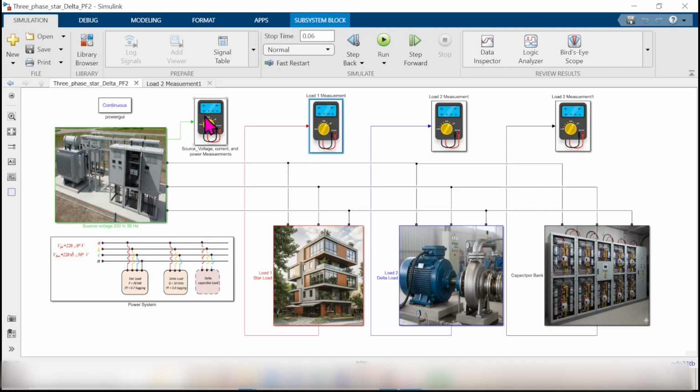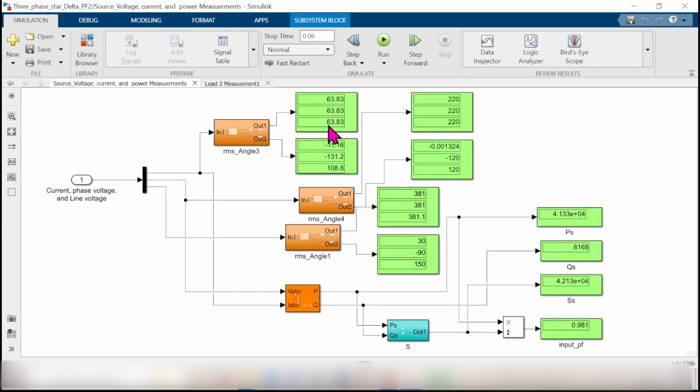So the main target now is to improve the power factor of the source. So the power factor of the source is improved to 0.98, and the current drops from 86 ampere to 63.8 ampere, and the angle will be minus 11.16 instead of 43.02. The power P is not changed, so 41.3 kilowatt, and the amount of var is dropped to 8.2 kilovar, and the amount of S dropped to 42.13 kilovolt ampere. The same answer we had if we have the capacitor as a load, and that one matches 100% the manual calculation.